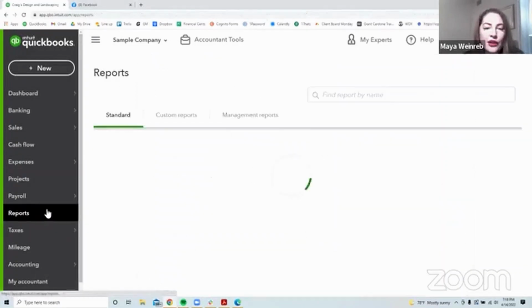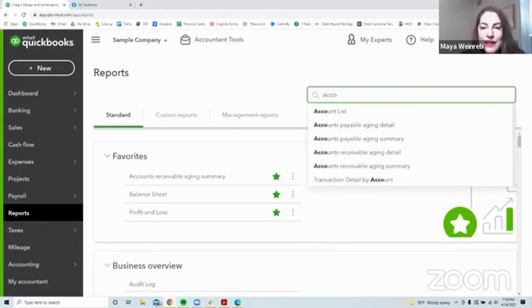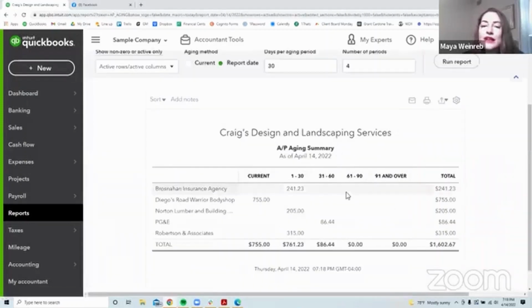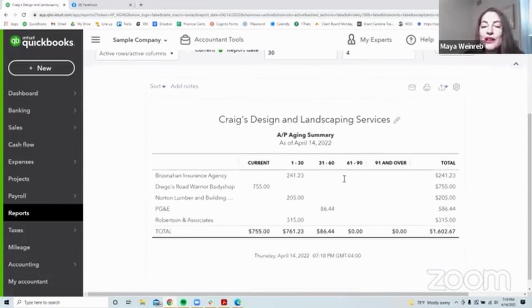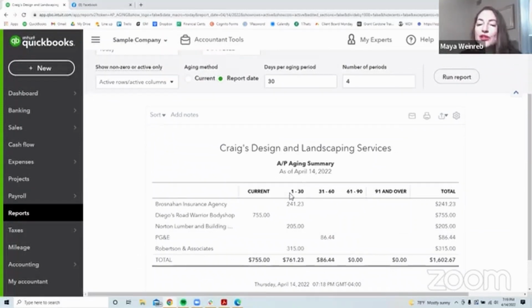All right, now let's go to the next one that I wanted to show you guys, which is the accounts payable aging summary. Now this is accounts payable. So this means what you owe, what is payable by you. So every bill that you enter into QuickBooks is going to show up on here. And again, you can run this as a detail or a summary. I'm running it as a summary so you can see it by 30, 60, 90 days and over. So again, Craig has nothing over 90 days, which is great.